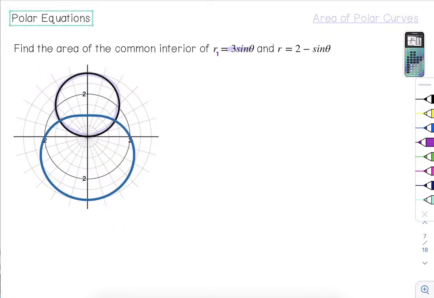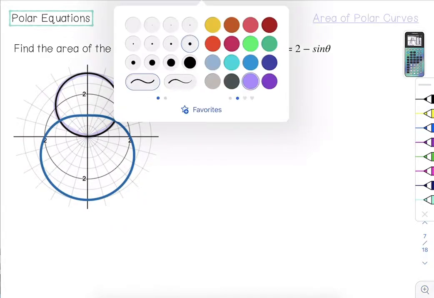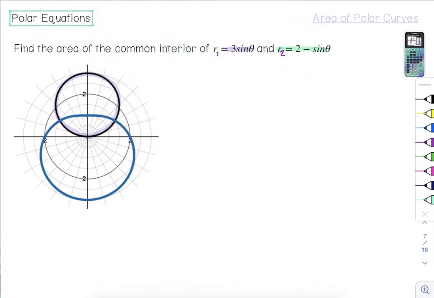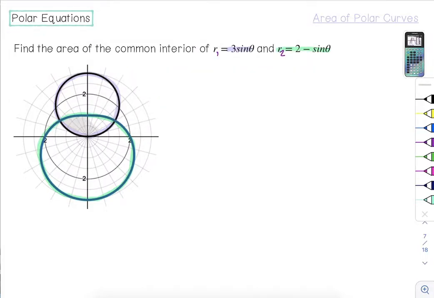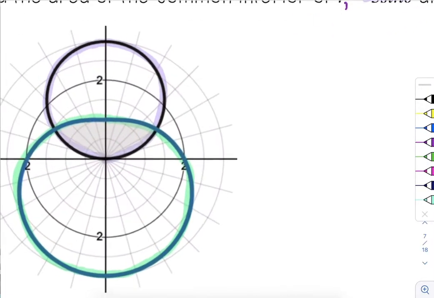And then r2 is 2 minus sine of theta, and that is going to be this little limacon down here. It's just a flattened out circle. All right, so we want to find the common interior, so we want to find this area right here. So we need to find the boundary curves and make sure we know how to set up the integrals.